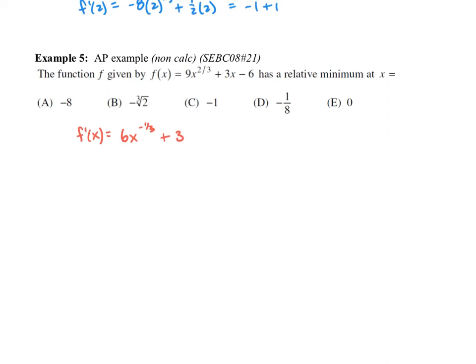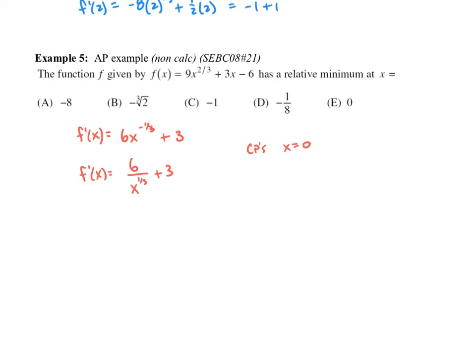Okay, let's go ahead and rewrite this because I think it's going to help us a little bit. So this is really 6 divided by x to the 1/3 power plus 3. Now the reason that's helpful is because immediately we should see that one of our critical points is x equal to 0, because that causes the derivative to be undefined.